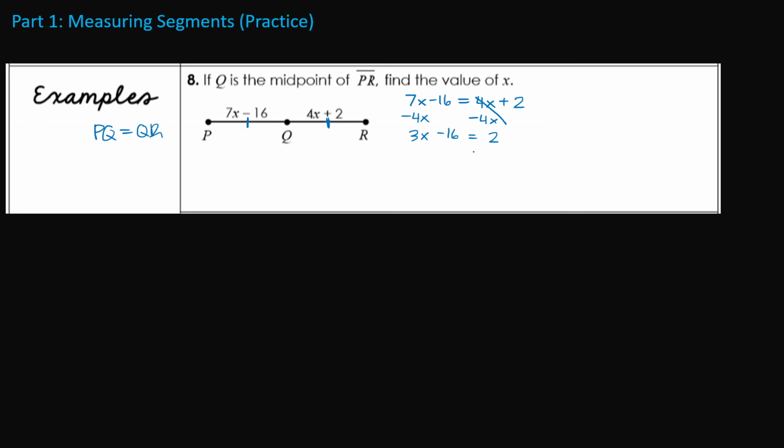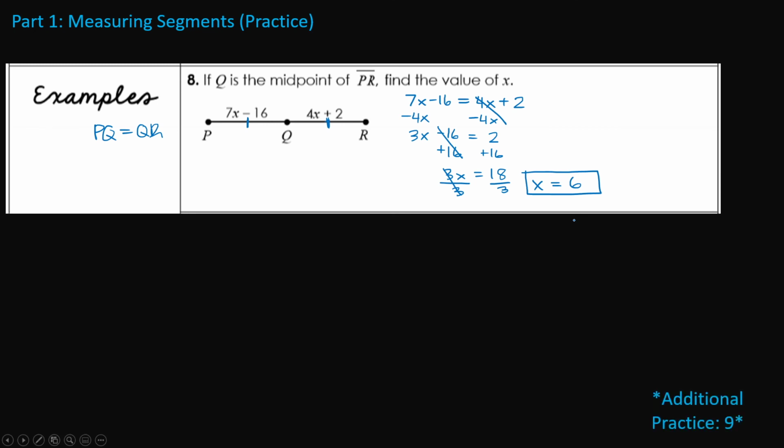Moving the constants to the right side of the equation, let's move the negative 16 by adding 16 to both sides. This cancels out. We're left with 3x is equal to 18. We need to divide both sides by 3. And x is equal to 6. There we go. An additional practice problem for you to apply algebra to finding midpoints is problem number 9 directly after this problem. Go ahead and take a second if you would like to practice that now.